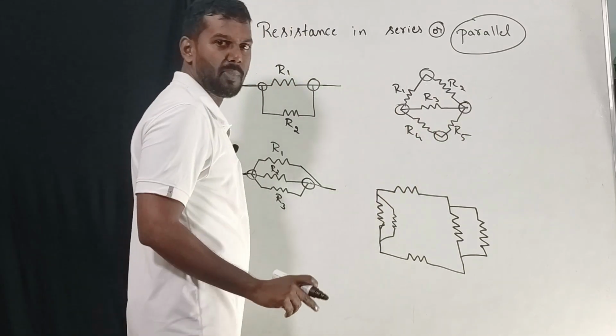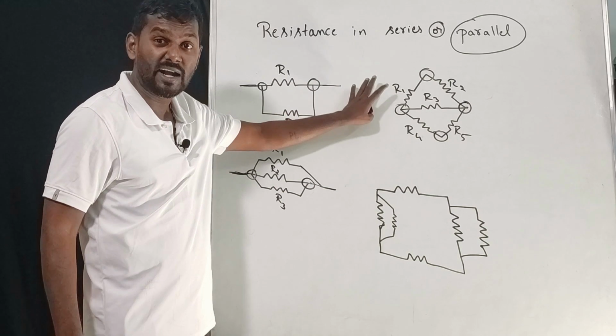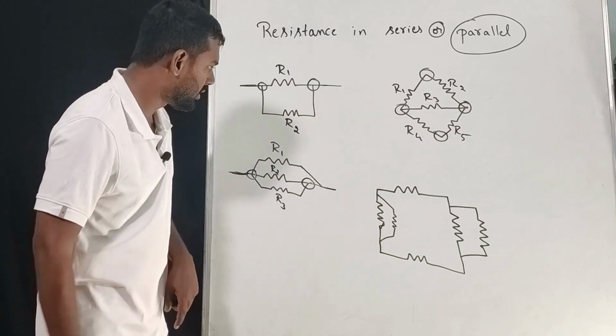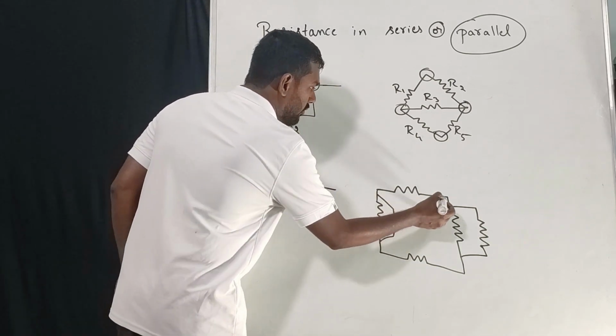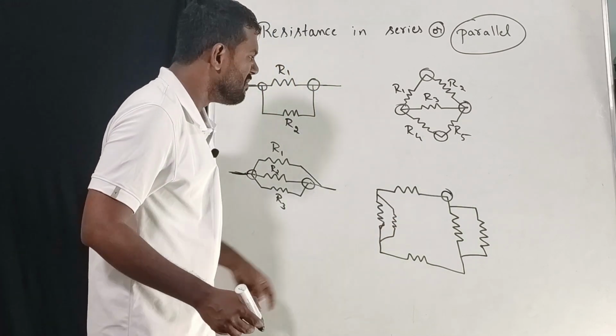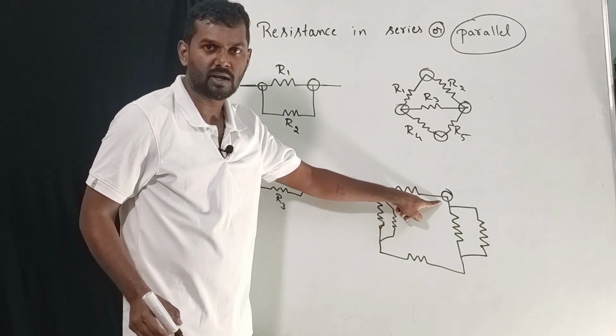So this is in parallel. First we are just identifying it. I'll teach you how to solve them. Listen. Now we'll talk about this point. How many wires are connected at this point?